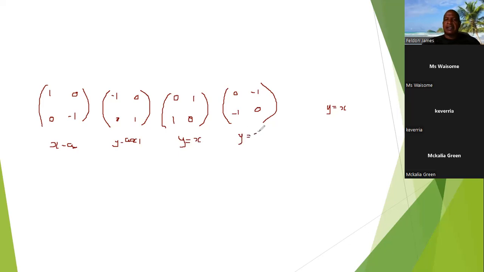All right, so all you need to do, Ms. Green, is to know which of these matrices will reflect your image. The key thing is to look at the matrices, find a way to remember them, and identify which axis they are reflecting in, or which of these lines, y equals x or y equals minus x, they are reflected in.